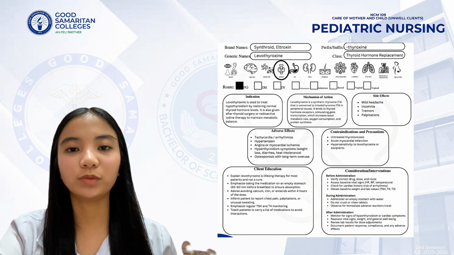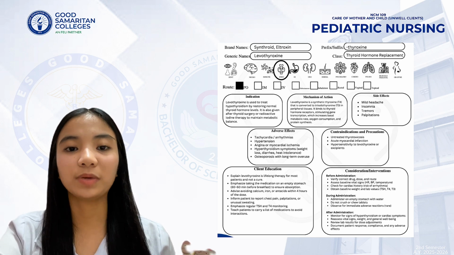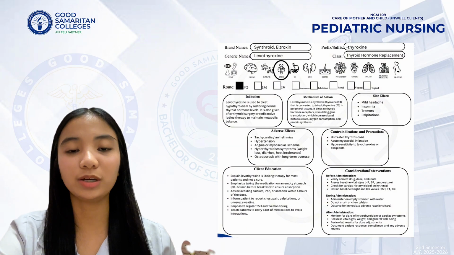Levothyroxine is prescribed to treat pediatric hypothyroidism, whether it is congenital or acquired later in childhood. The medication helps restore normal thyroid hormone levels, which are essential for proper growth, brain development, metabolism, and overall physical development in children. Without replacement therapy, hypothyroidism can lead to delayed growth, developmental issues, and metabolic problems.